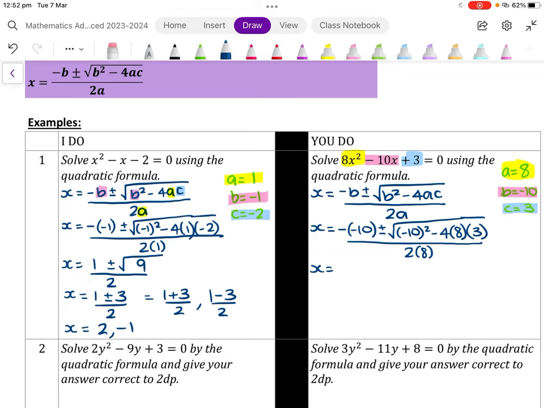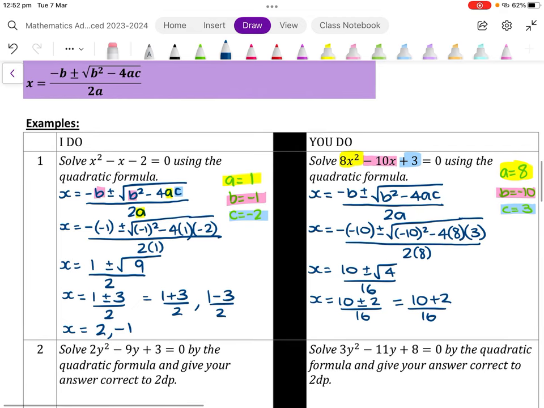This is then equal to x equals 10 plus or minus root 4. So that's negative 10 squared minus 4 times 8 times 3 is equal to 4, and 2 times 8 is 16. We then know that root 4 is equal to 2, so we have 10 plus or minus 2 over 16. We look at our positive version, which is 10 plus 2 over 16, and our negative version, which is 10 minus 2 over 16, to get our answers for x to be 3 over 4 and 1 over 2.